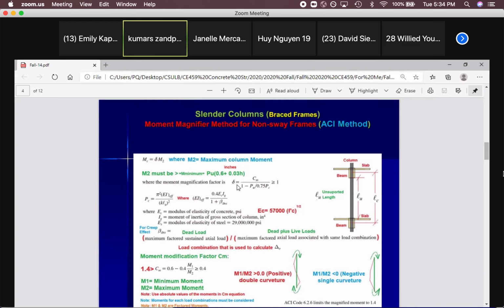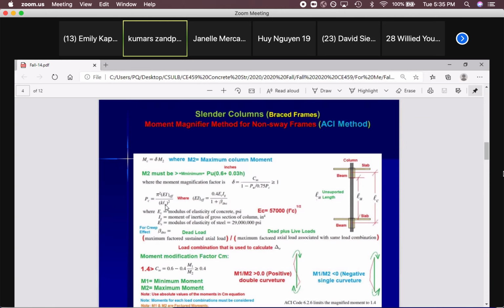Then you can find delta. First of all, Pc. That's the equation: pi squared EI effective divided by (K Lu) squared. What's the Lu? Look at this. If you have a beam that is not thicker than a slab, then from the bottom of the beam to the top of the slab, that's your Lu. You should consider that Lu here.